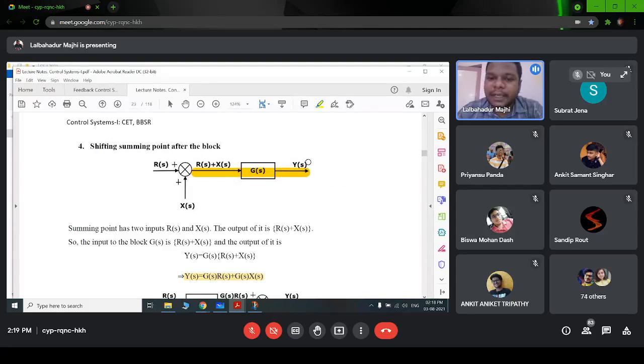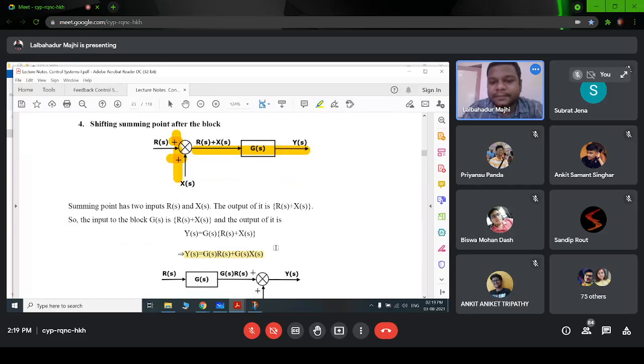So y of s, our output, is equal to this g of s into its input, the r of s plus x of s. So this r plus x, we have given input r and x to a summing point with positive symbol. That is why it is r plus x. So now y is equal to r plus x into g. For further simplifying we will get y is equal to g into r plus g into x.